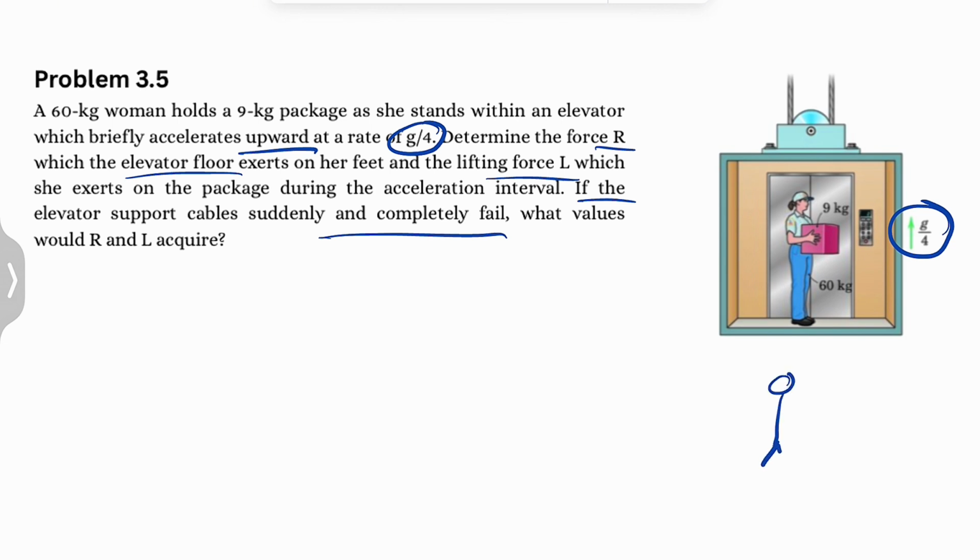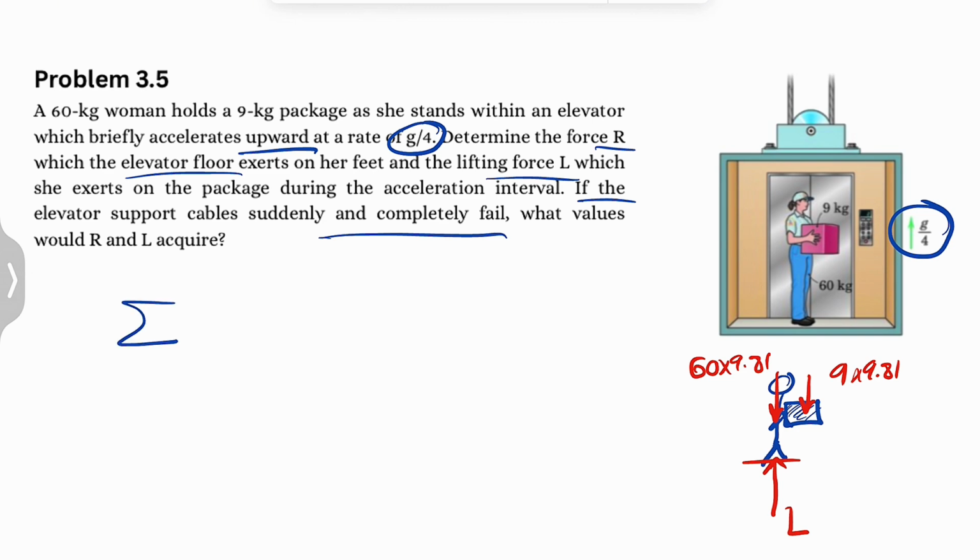Let's say we have the woman here that is holding the box. The box and the woman are one single object, and the forces that we're going to have, first of all, we're going to have the force that is applying on her feet. We can call it L. We have the weight of the box, which is 9 kilograms, so 9 times g, 9.81. And also we have the weight of the woman. Let's say the center of mass is somewhere in here, 60 times 9.81. That's pretty much all the forces that we have.